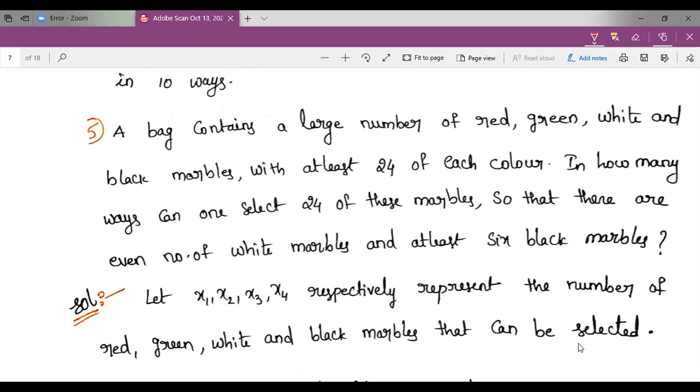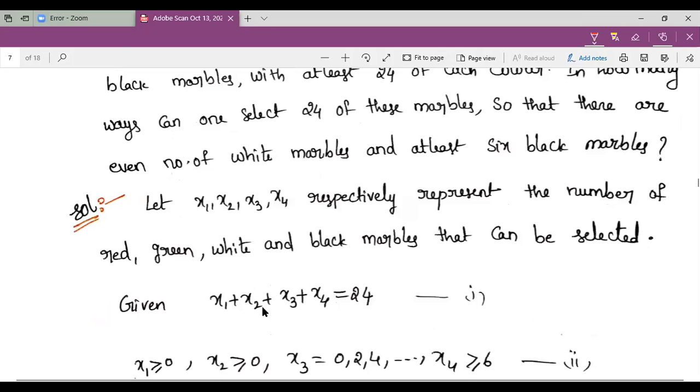Total number of marbles is 24. So how many colors are given? Red, green, white and black. So totally we have to take 4 values x1, x2, x3, x4 respectively, representing the number of red, green, white and black marbles that can be selected. The total equation is x1 plus x2 plus x3 plus x4 is equal to 24.